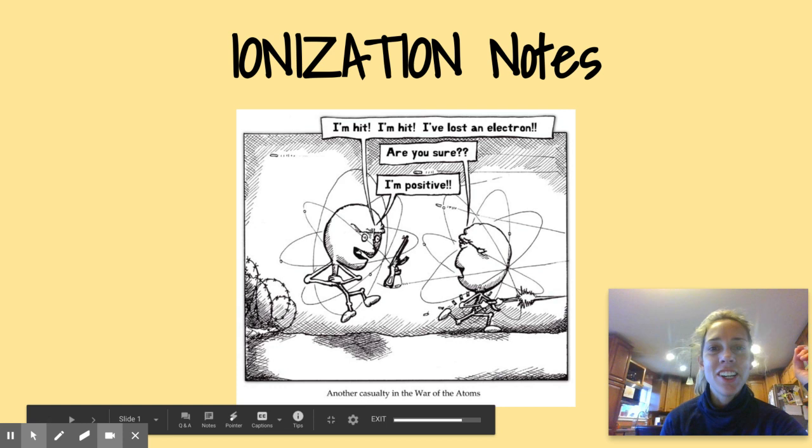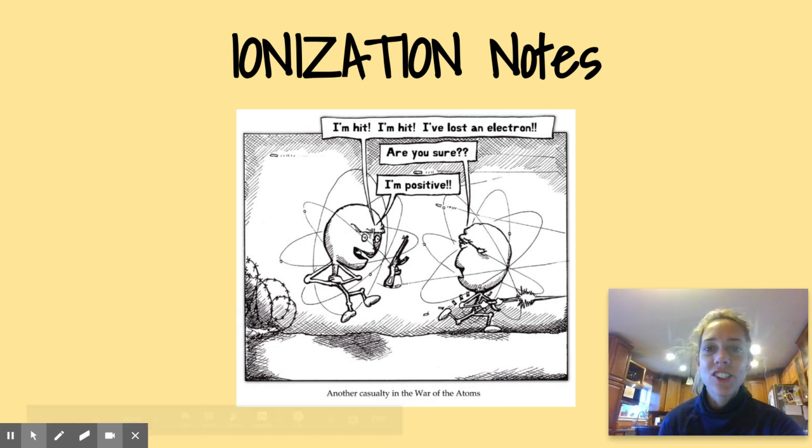This little cartoon shows two atoms. One of them says, I'm hit, I've lost an electron. And the other one says, are you sure? And he said, I'm positive. This is funny because when an atom loses an electron, it becomes more positive, since it loses a negative. That concept is going to be explored today in learning about ionization.